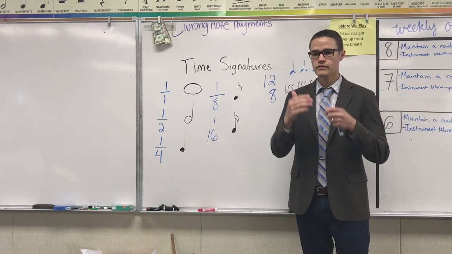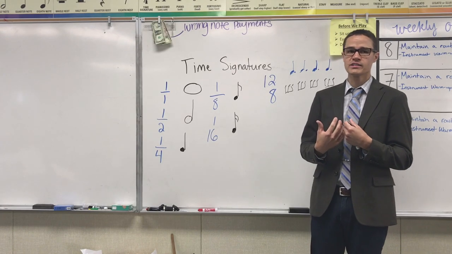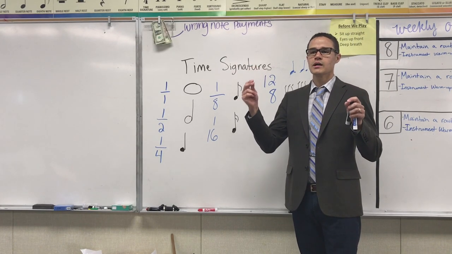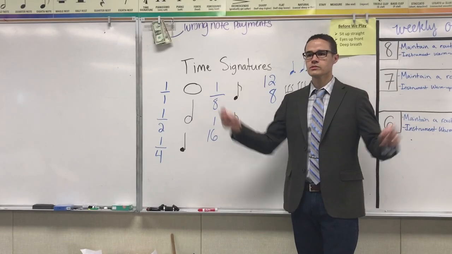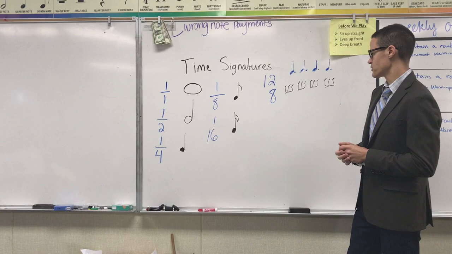Or if we're thinking in 12/8, we can think 1, 2, 3, 4, 5, 6, 7, 8, 9, 10, 11, 12. Or we can think about it in triplets to kind of internalize the feel more. So it'll be like 1, 2, 3, 1, 2, 3, 1, 2, 3, 1, 2, 3. So 12/8 is pretty exciting.